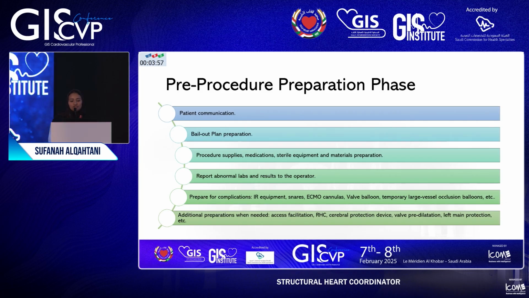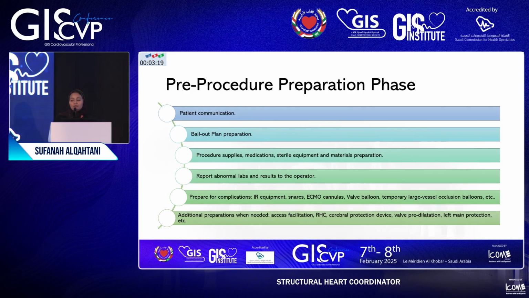Next is procedural supplies, medications, sterile equipment, and material preparation. All your materials, your sterile equipment, and your supplies need to be completely ready and prepared at maximum before the day of your procedure. After that, you have to assess and double-check the labs and results for the patient. If you see anything abnormal, such as low hemoglobin, high WBC, high creatinine, or anything like that, you have to report this to the operator because he might change some preparations or he might reschedule the procedure.